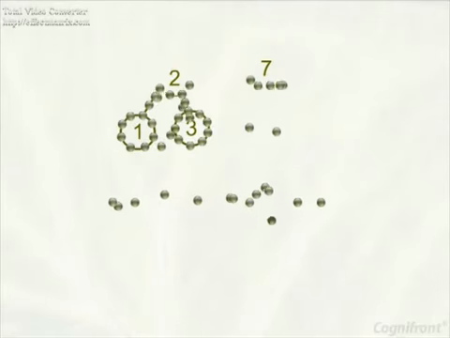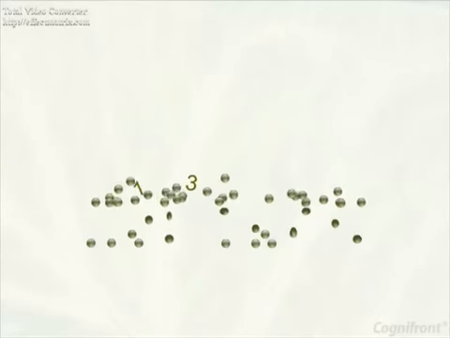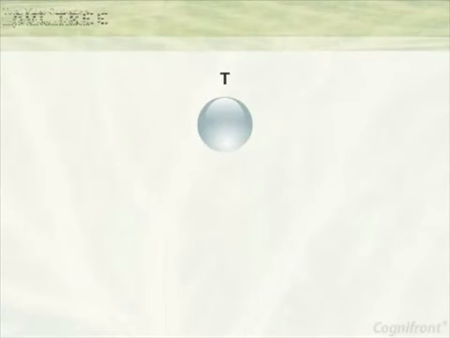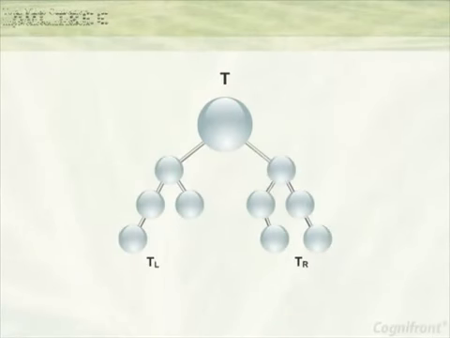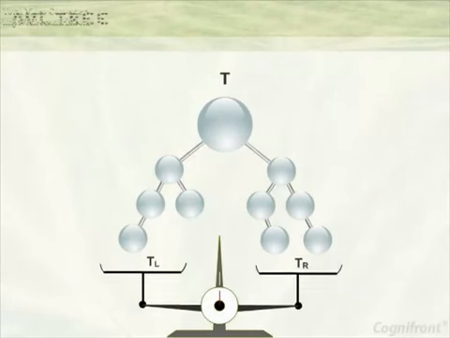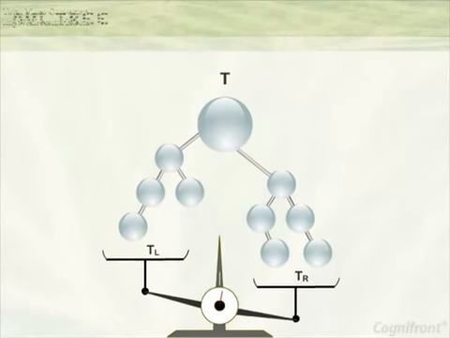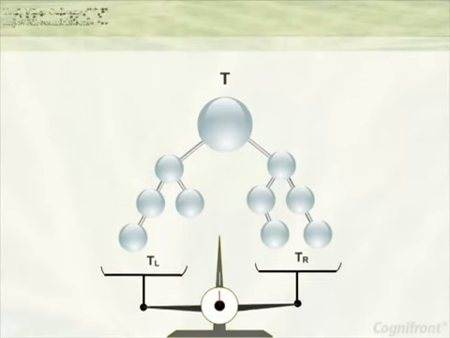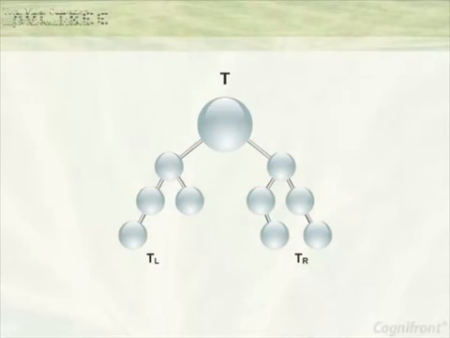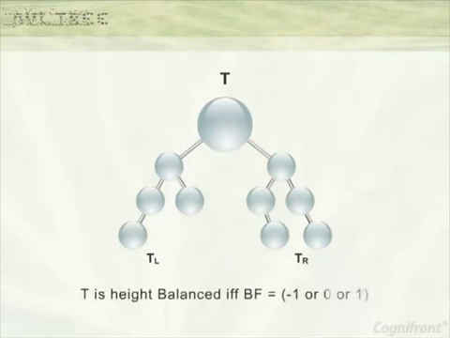Hello friends, in this session we will understand the concept of AVL trees. Suppose T is a binary tree with TL and TR as its left and right subtrees. We can say that tree T is height balanced if and only if its subtrees TL and TR are height balanced. An AVL tree is called a height balanced tree when every node in that tree has balance factor BF, which should either be -1, 0 or 1.